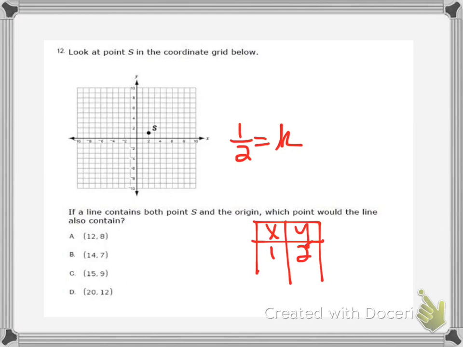Let's see what happens when we get to y is 8. I don't even get that far. Kind of tricky. All right, this coordinate is 2, 1. So let's see if we can look at that kind of relationship. So that's not half. This is half. That's not half, and that's not half. So I'm going to go with B.